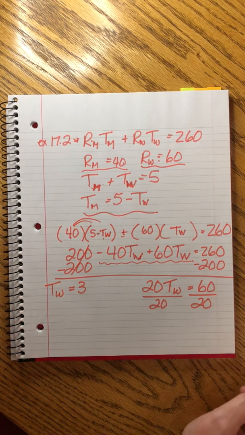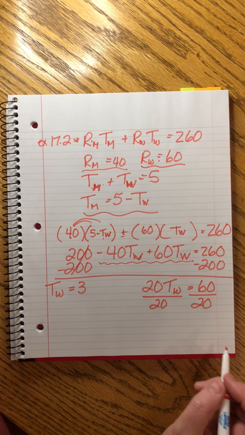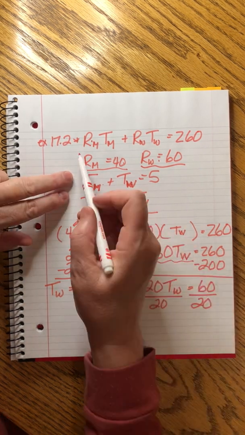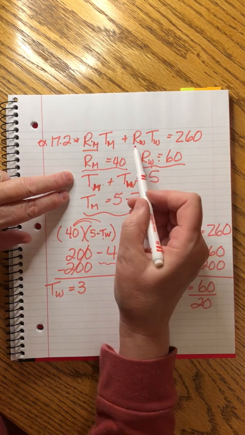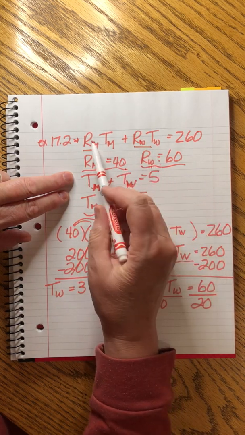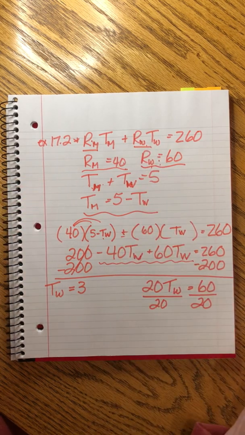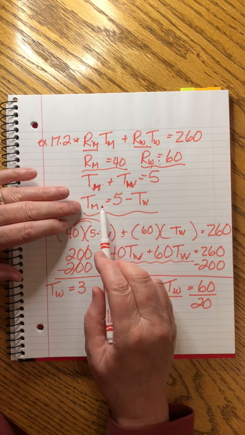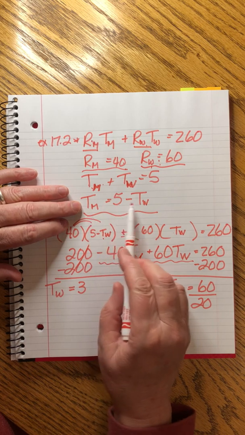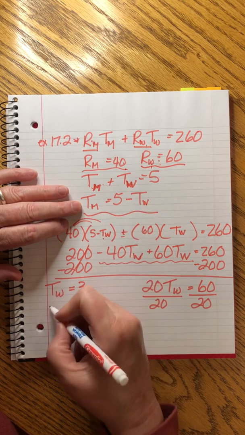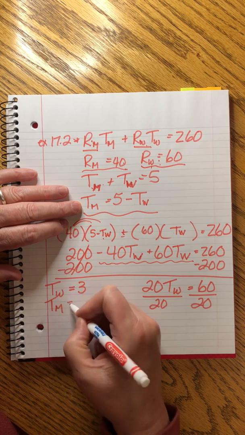And what does John tell us to do? Solve the following system of equations. Okay, that means that everything has a value. We've already got this and this, right? They've got value. So we just need TM and TW. We just got TW is 3, and we can see right here, TM equals 5 minus 3. So TM must equal 2.